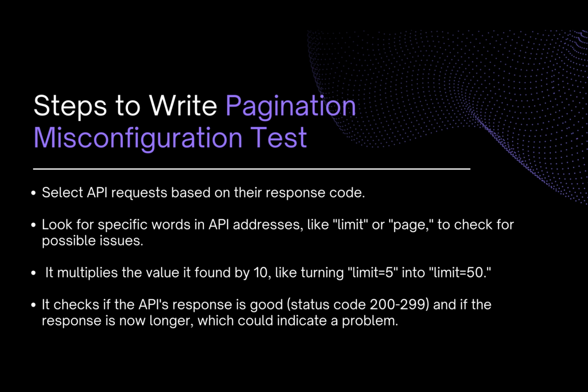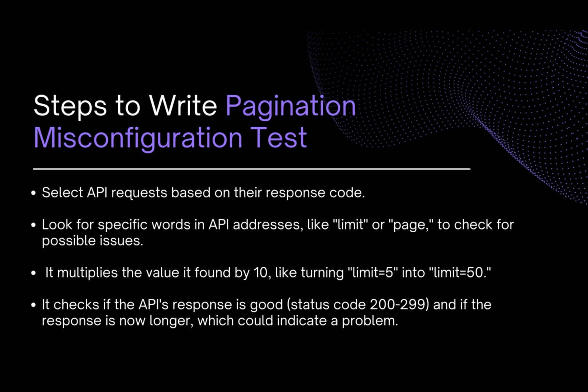Then it multiplies the value it found by 10. For example, if the limit parameter has value 5, then it's going to increase that number to 50. And then it's going to send the request and check the response. And if the response is taking longer time, then it might indicate a problem.